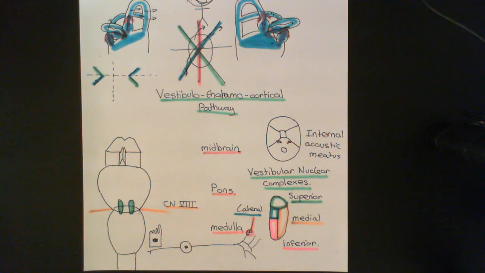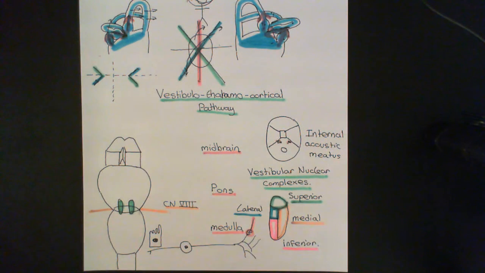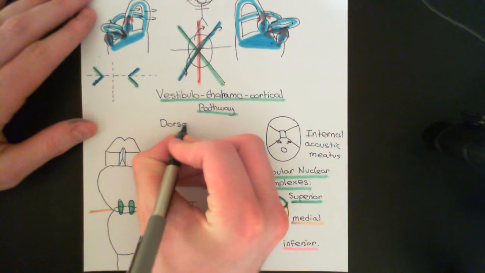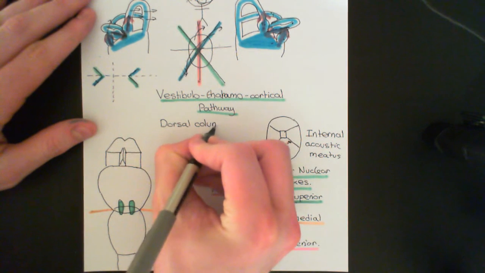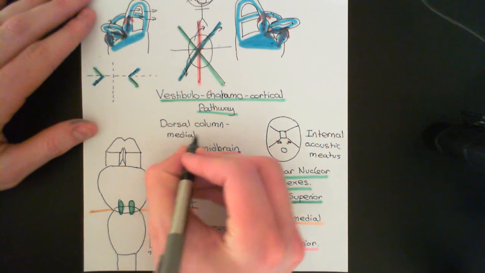So let me just remind you of the dorsal column medial lemniscal system, because that's what this neuron is going to hitch a ride effectively with. So there is a pathway known as the dorsal column medial lemniscal pathway, which is a very important pathway in neurology.